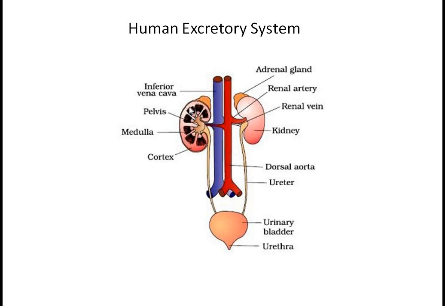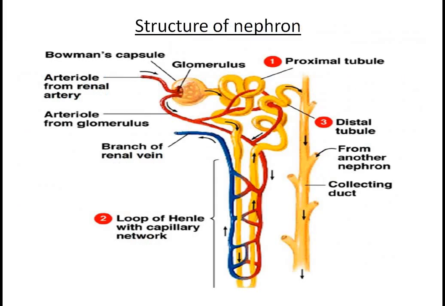This is the cross section of kidney, and here the excretory units, which are called nephrons, are situated. Each nephron has this structure. Like this, millions of nephrons are there in each kidney. So the blood is filtered, and the nitrogenous waste is removed from the blood.